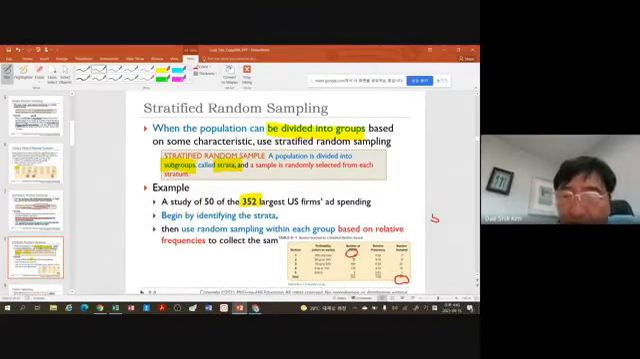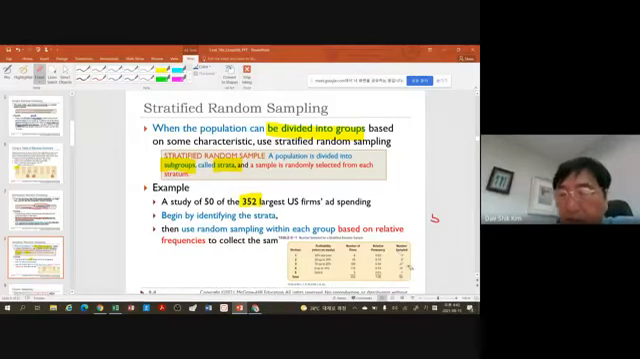So 8 divided by 352, we have calculated the relative frequency. 35 divided by 352. 189 divided by 352. After we calculate this, then this percentage is multiplied by, for example, 0.02 multiplied by 50 is 1. 0.1 multiplied by 50 is 5. 0.54 times 50, rounded, is 27, 16, and 1.